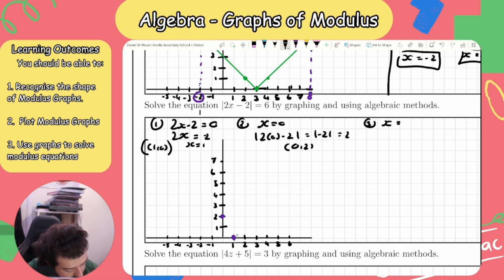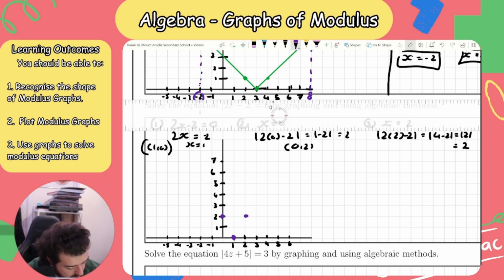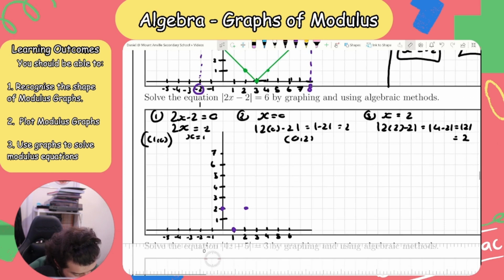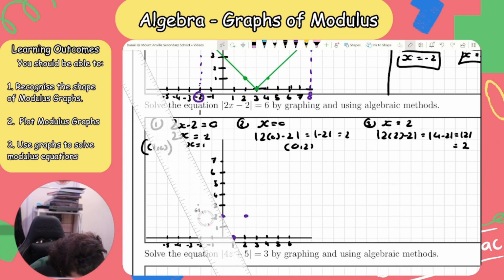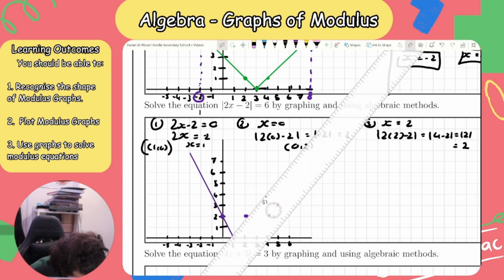And then finally, you need one more point to the right, so I'm going to say x is equal to 2, because why not? So 2 times 2 minus 2. That's going to be the modulus of 4 minus 2, which is the modulus of 2, which is just equal to 2. So that's my other point there, (2, 2) here. Connect them up and plot them out.